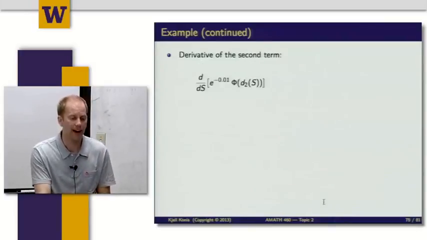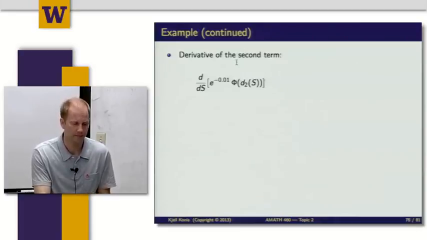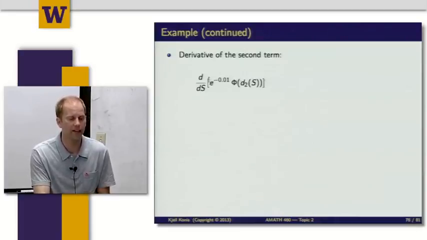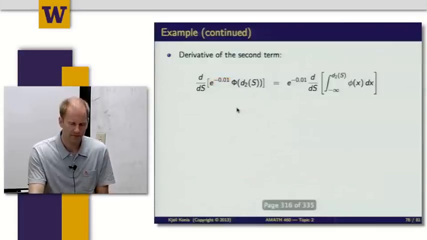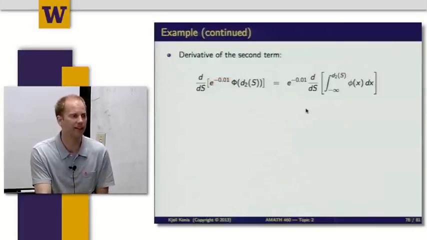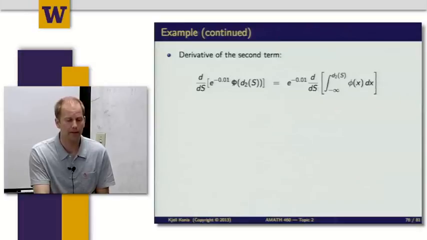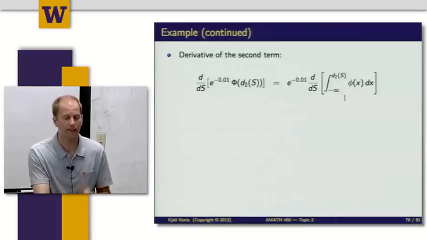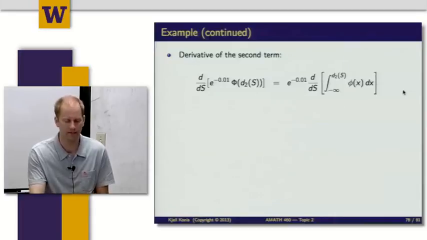Okay, so now let's look at the derivative of the second term. So here it's a little bit easier. So e to the minus 0.01 looks complicated, but that's just a constant. So I'm going to take that outside of my derivative. So the derivative was linear, remember. And I'm left with the derivative of capital Phi of d2 of s. And in the square brackets is just the definition of that. So that's the integral from minus infinity to d2 of s of little phi of x dx.